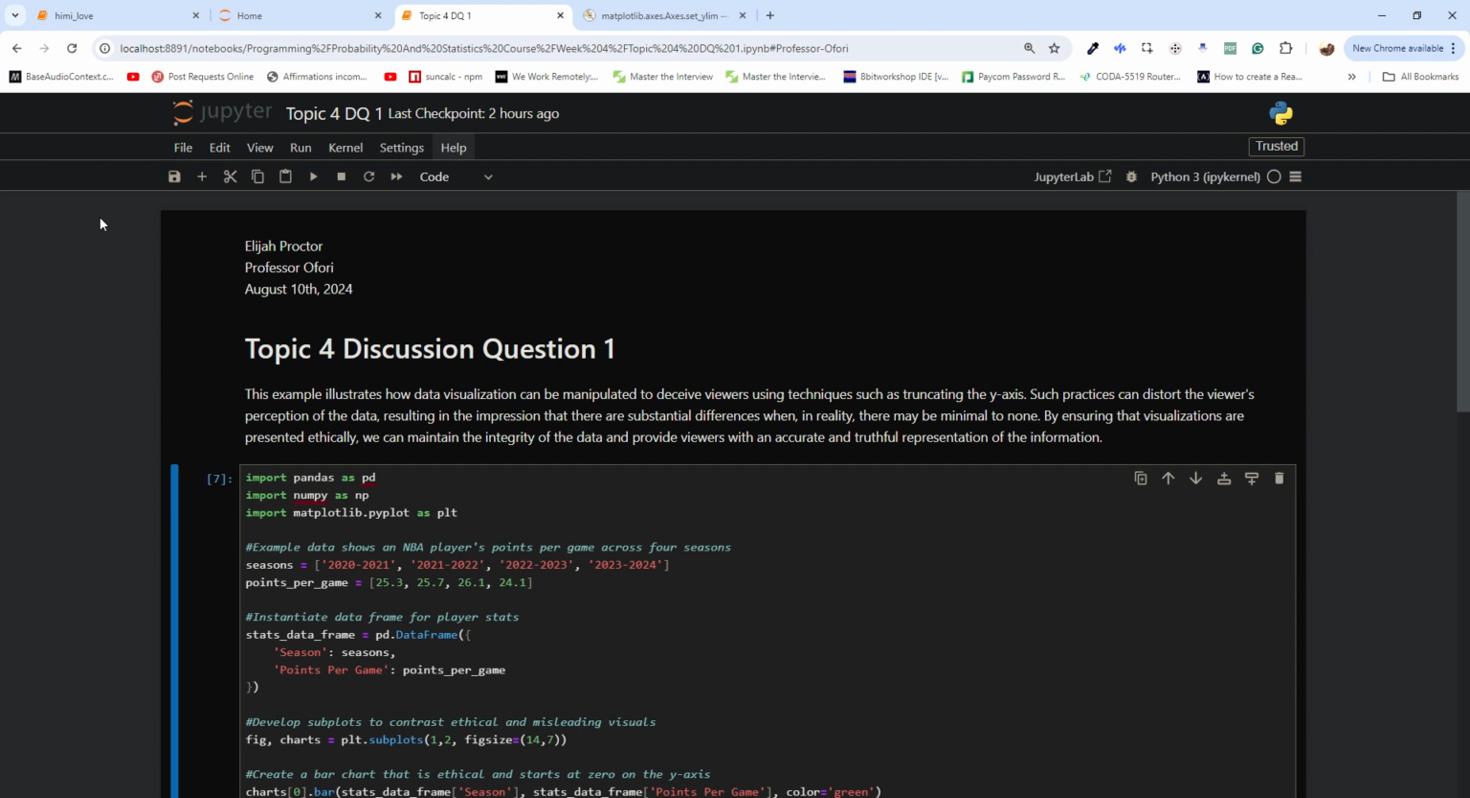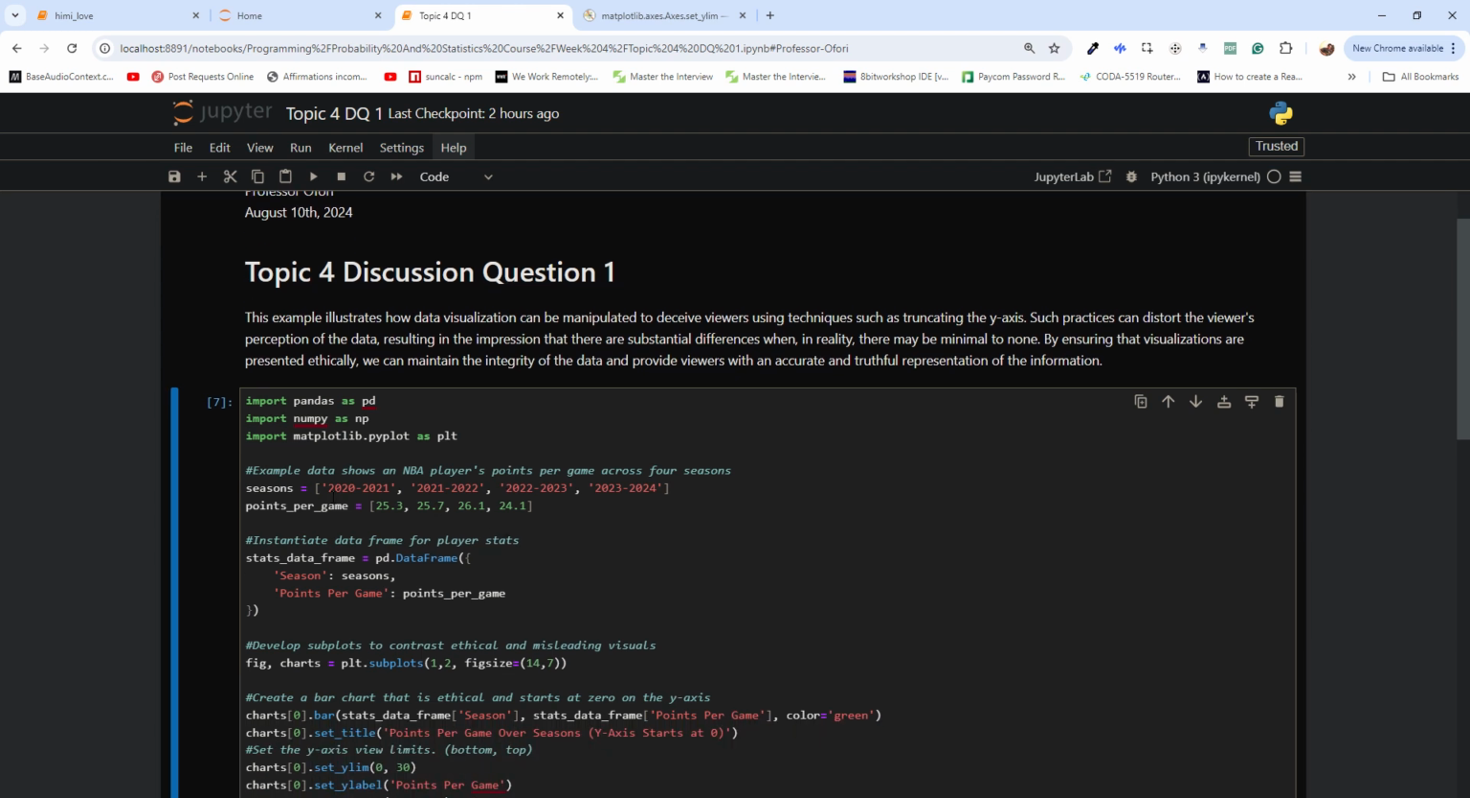of deceptive techniques. And so we're going to be using an NBA player's points per game across 4 seasons as an example. So this is from 2020 to 2023, and their points per game ranges from 24 to 26, which is very small differences in performance over these 4 seasons.